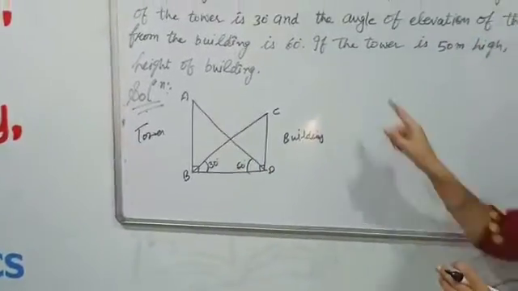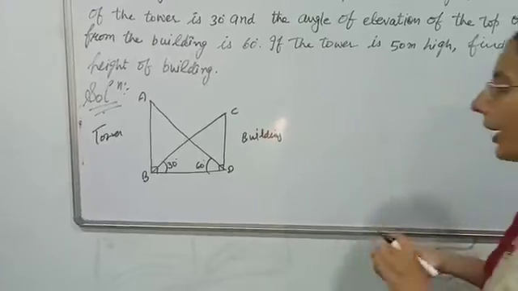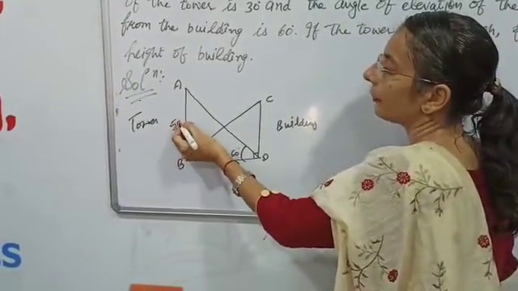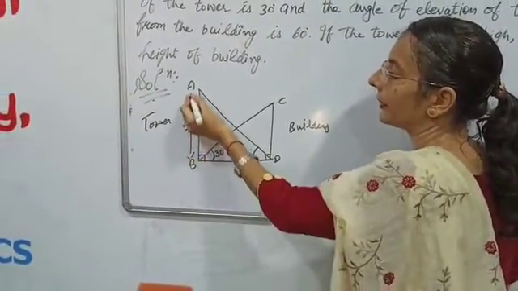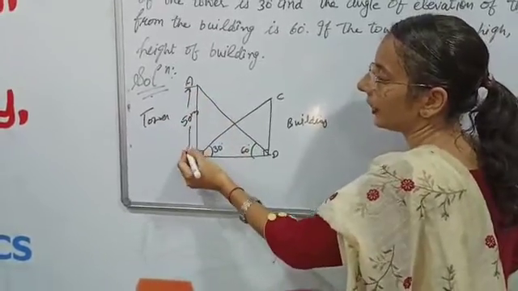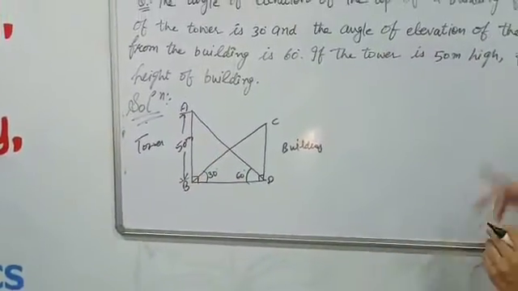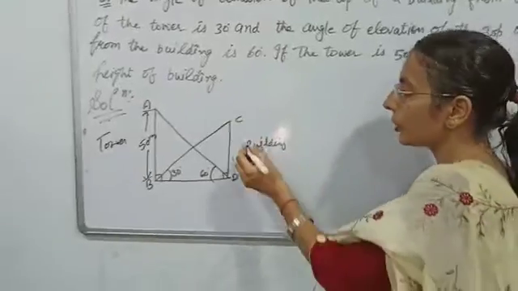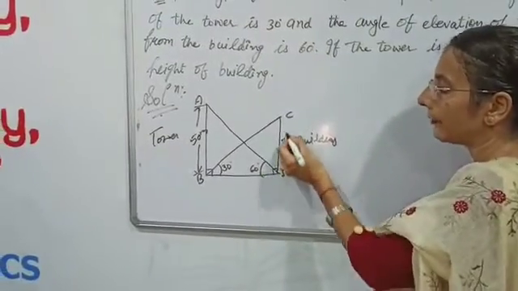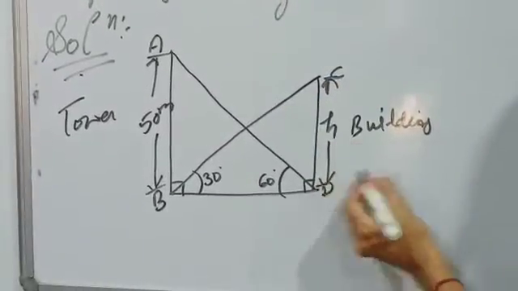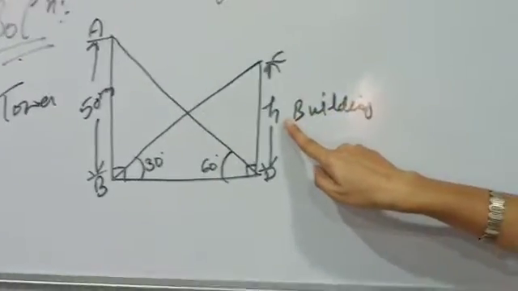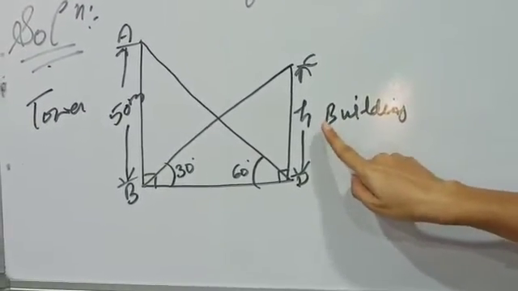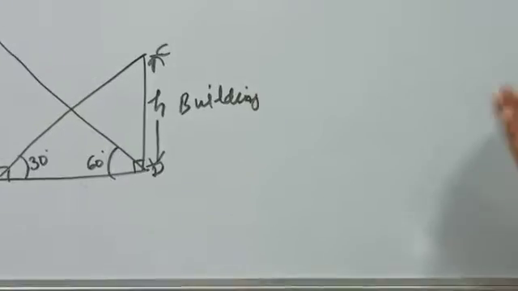Now we have to find out, if the tower is 50 meters high, so this implies we have been given 50 meters as the tower height. They are saying find the height of the building. So this implies we want to find the height CD, which we are supposing as h. Now let us see how to solve this question.